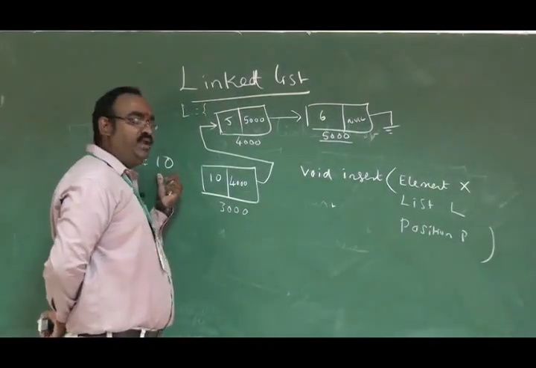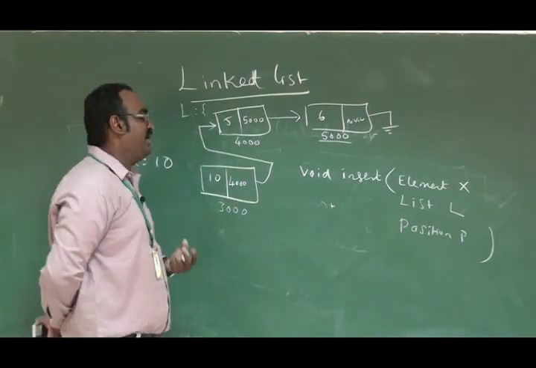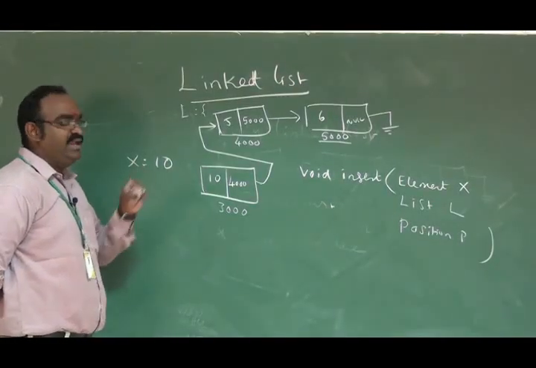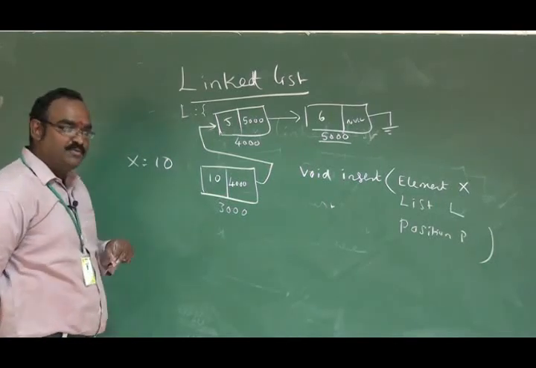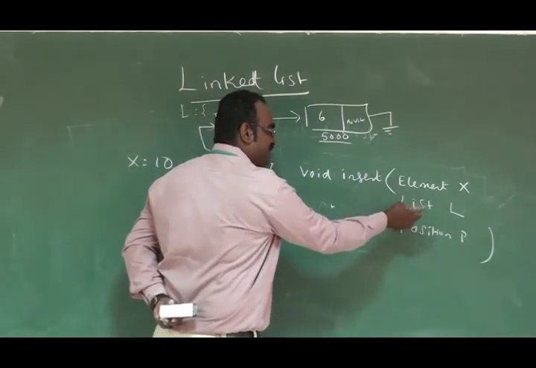The element, you need 10. What is a list? L is a list. There are a number of lists available in a particular data structure, a lot of lists, so we have to name it as the list. The name of the list is L. Which position do you want to insert, whether it's the first position, the last position, or any particular position? So the 3 parameters are element, list and position.